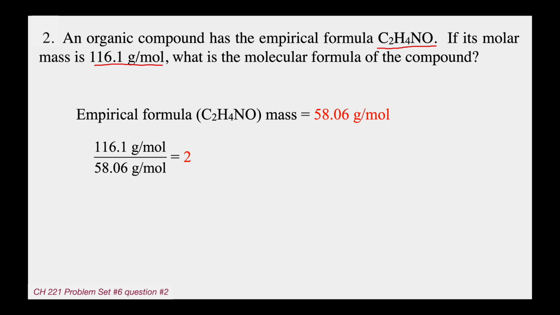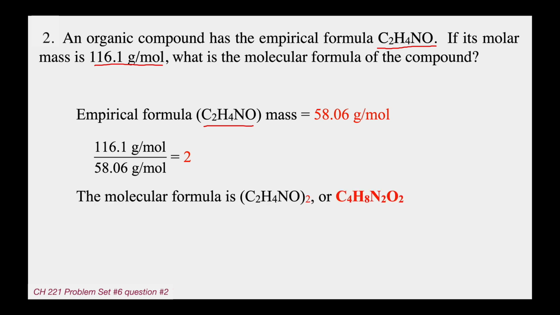And that 2 is important. That tells you how many empirical formulas are in your molecular formula. So the molecular formula of this thing is going to be 2 empirical formula units. So we're going to take C2H4NO twice. Molecular formula: C4H8N2O2.